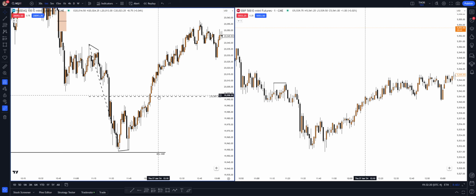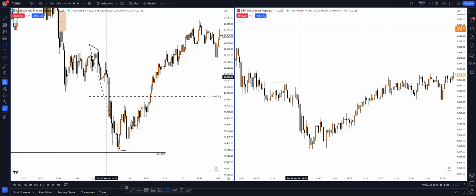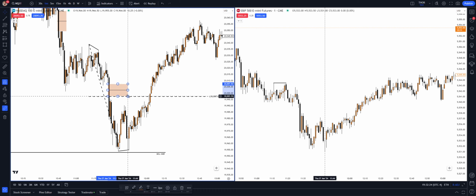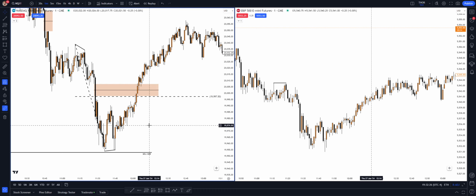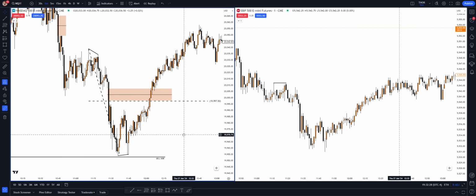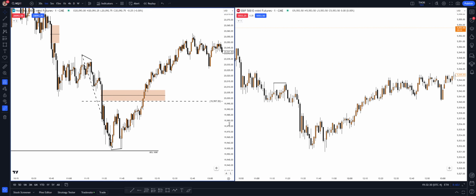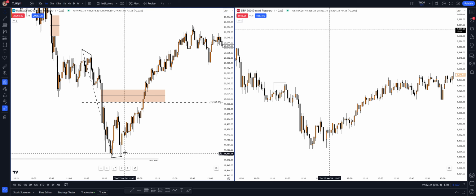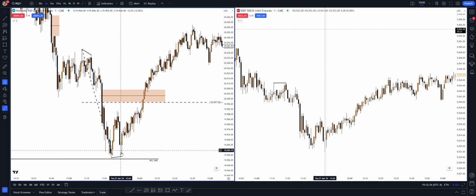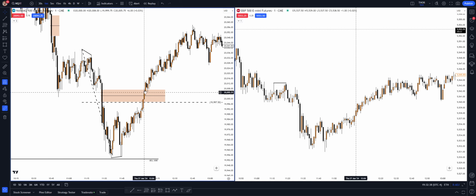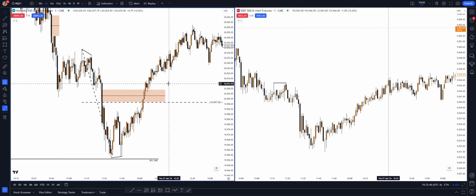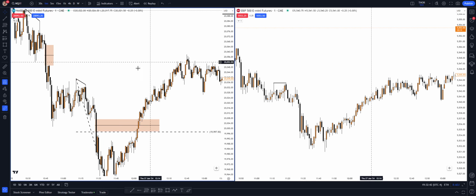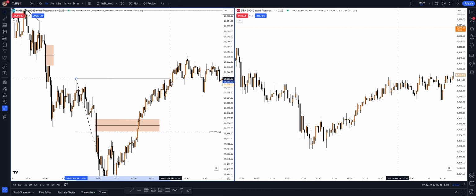Once it violates the high, the range equilibrium, so the premium fair value gap here, the premium portion of that fair value gap, once it violates it, it's not in a pullback. Okay, it is in reversal. That's what you need to understand. So here, the objective of this buy model, without engaging with the sell side, is not a pullback, but to engage with buy side liquidity. So here, this is the first buy side.